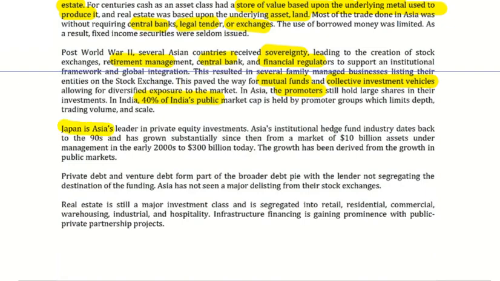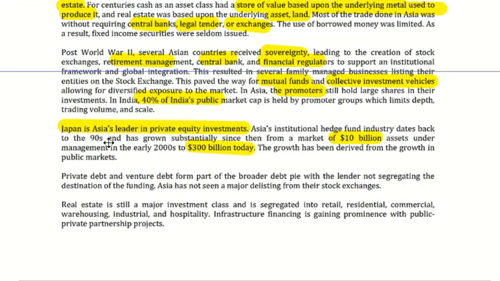Japan is Asia's leader in private equity investments. Asia's institutional hedge fund industry goes back to the 90s and has grown substantially since then, from a market of $10 billion assets under management to $300 billion today.